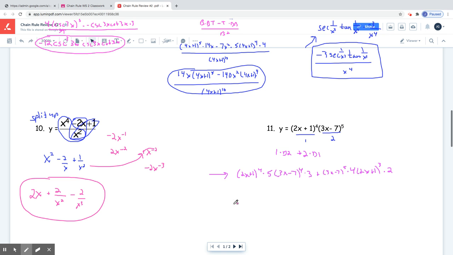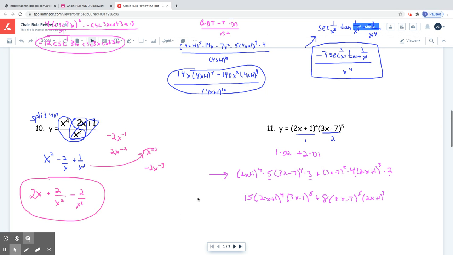If you get that, great. You understand what's going on. Just multiply any numbers that are constants out front. 3 times 5 is 15, 2x plus 1 to the 4th, 3x minus 7 to the 4th. Plus we have 4 and a 2, which is 8, and that's 8, 3x minus 7 to the 5th, times 2x plus 1 cubed.